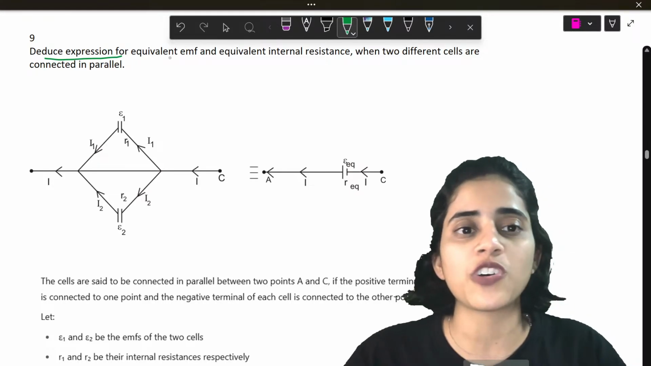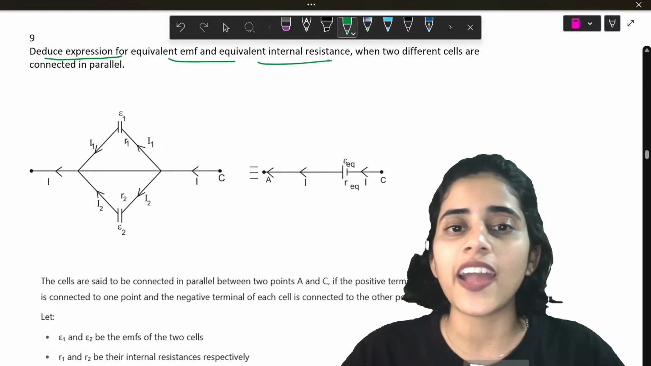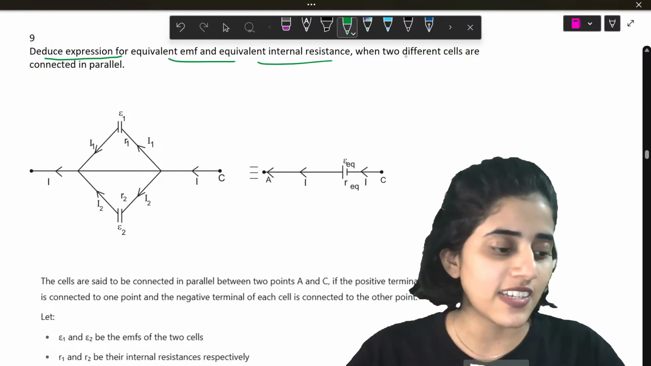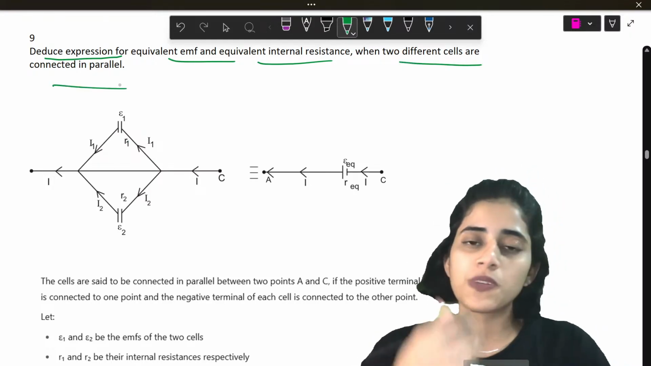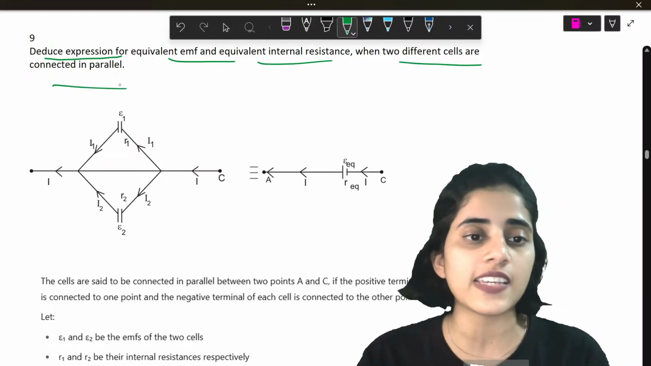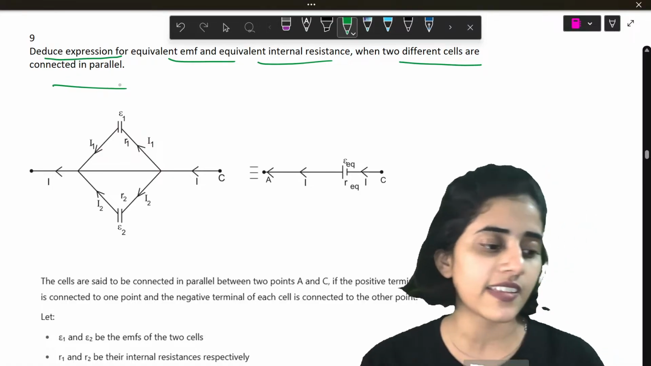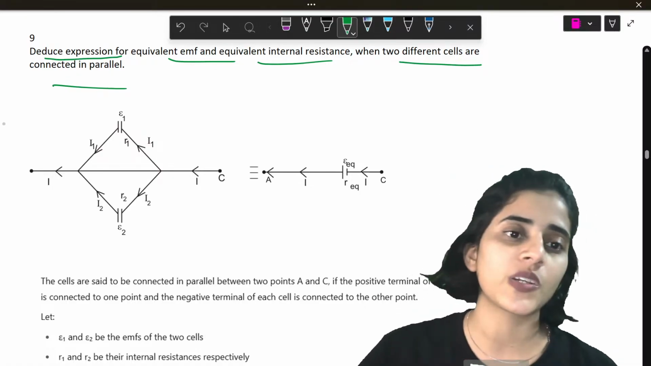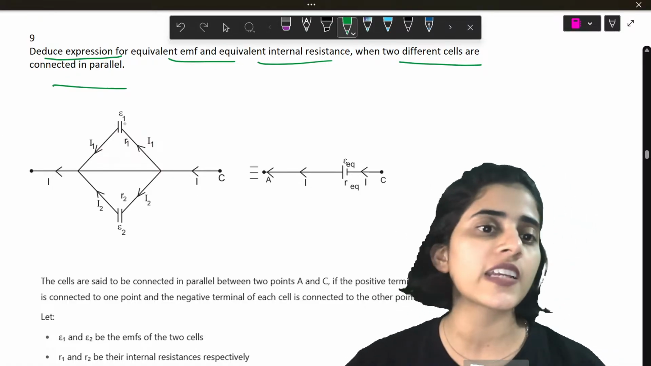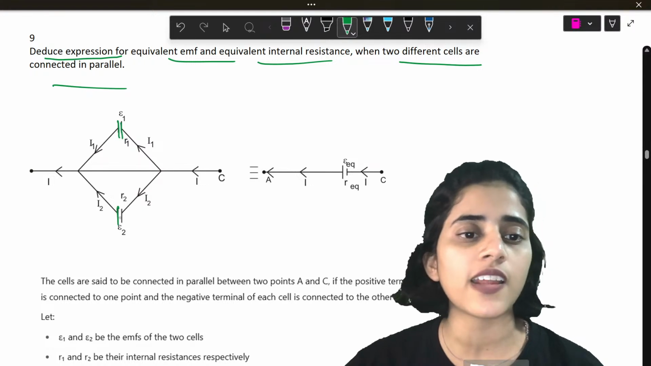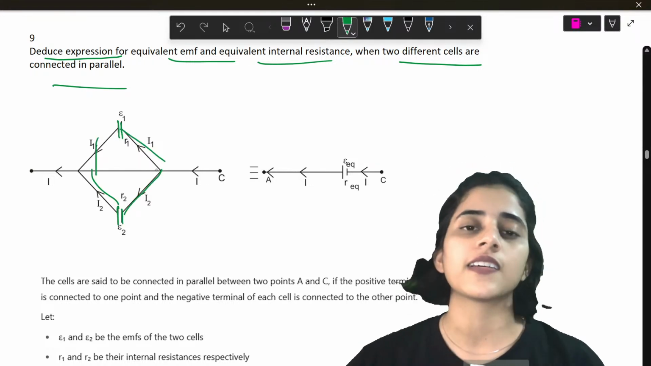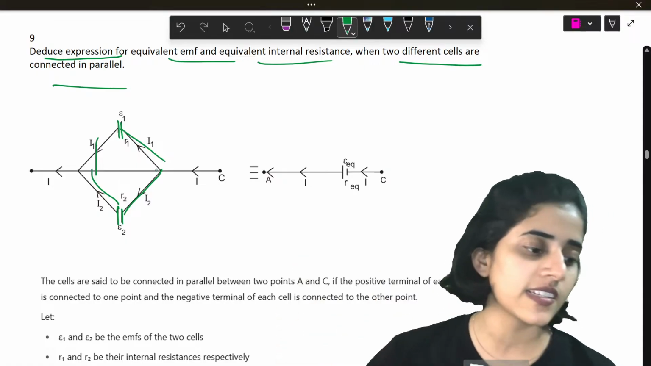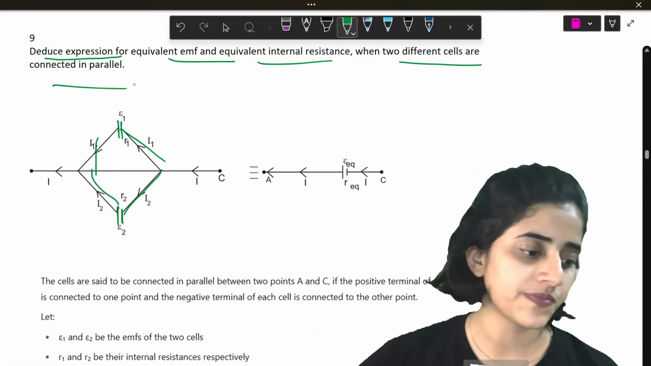Deduce an expression for equivalent EMF and equivalent internal resistance when two different cells are connected in parallel. The previous question was the cells connected in series. Here the cells are connected in parallel. You can see the diagram is also different. There is one cell here, another cell here. They are connected in parallel. In the previous case, they were connected in series.